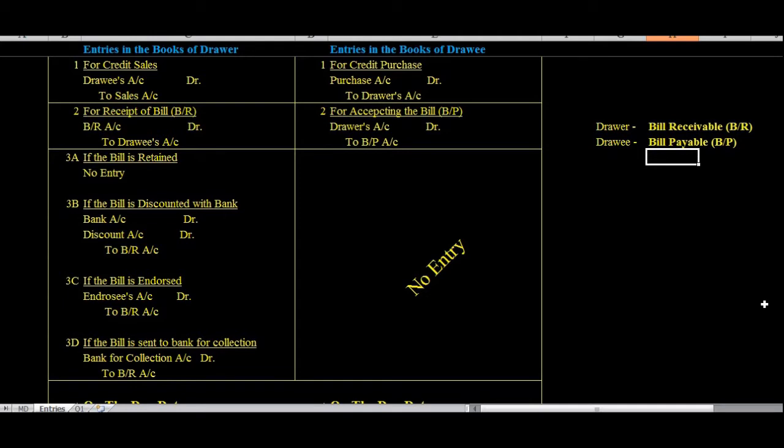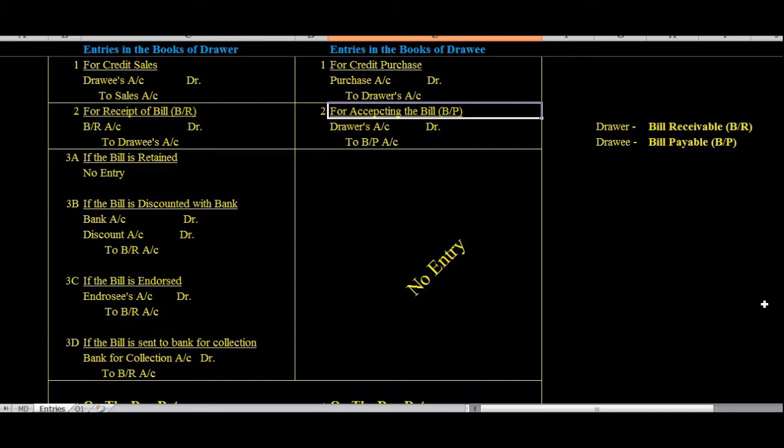Alright, now same thing again in the books of Drawee. For accepting the bill, the entry is just reversed. Kindly pay attention to it. Drawer's account debit to bills payable. Alright, two standard basic common entries.